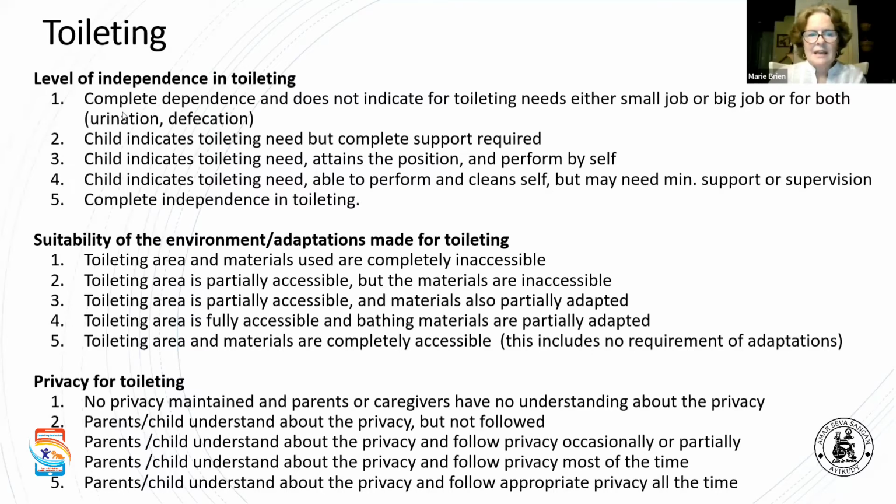Toileting. Again, we really want to identify the child's level of independence in toileting, in indicating need, attaining position, and cleaning self. We look at the suitability of the environment, and that this is an area that we often need to render the home to have an accessible toileting to meet the person's needs or the child's needs. So this is an area that we really often have interventions needed, and also privacy for toileting.